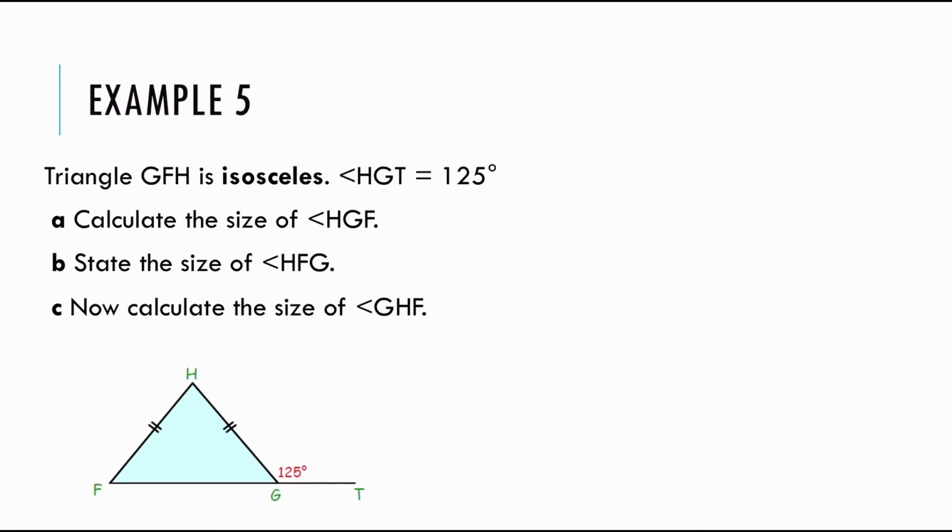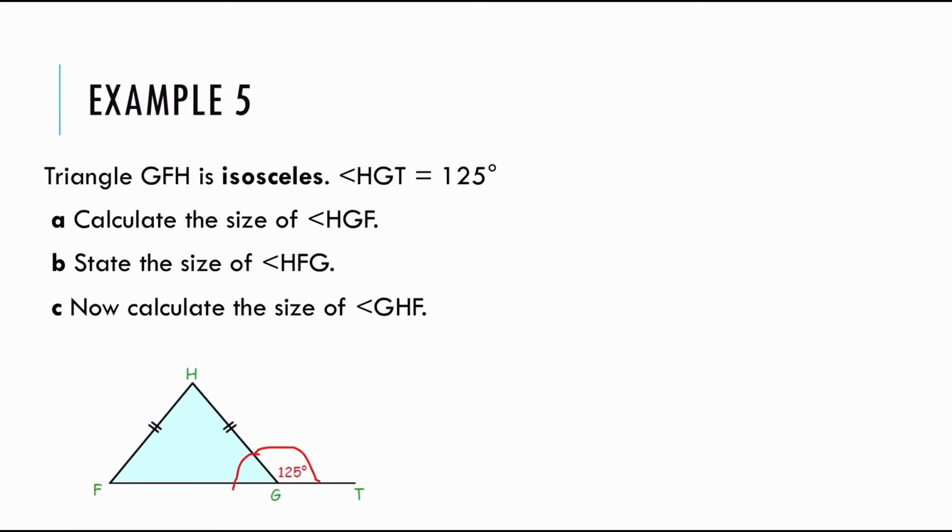Okay, this one's got a little bit of problem solving in it. Triangle GFH is isosceles. Angle HGT equals 125 degrees, so that's the angle we've been given. So part A asks us to calculate the size of angle HGF, which is our angle down here.